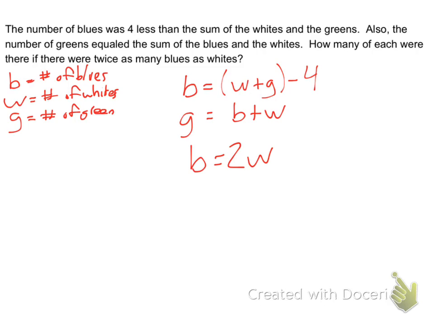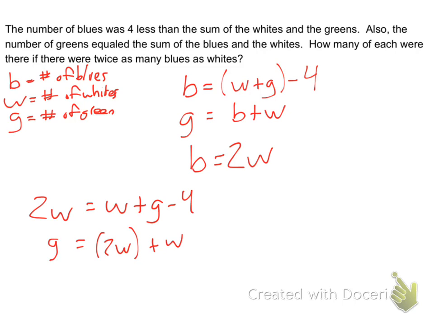Doesn't it look like B would be really easy to substitute in right now? So could I go up here and say, I know what B is: B is 2W. So 2W equals W plus G minus 4. I don't think I need those sets of parentheses either. Then I put it into the second equation: G equals, I'm using substitution here, so 2W plus W? Oh, wait, that's 3W.